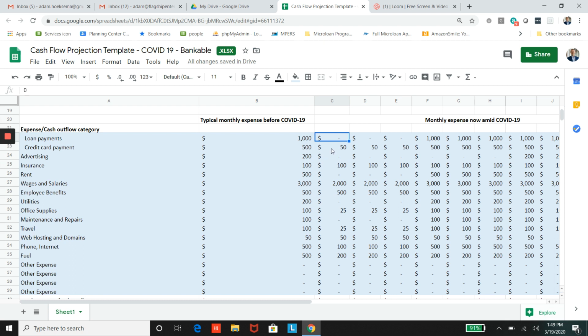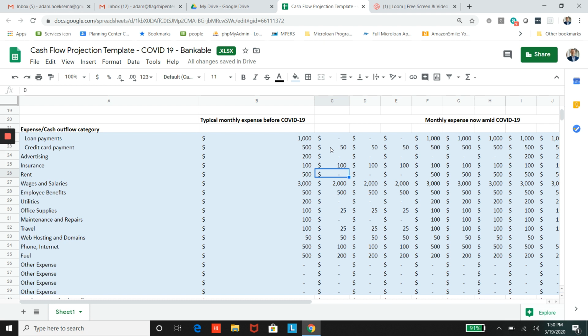Let's say you just start making minimum payments on your credit card. So it goes from $500 down to $50 per month. You've got advertising. Let's just say you stop advertising altogether. So you don't have the funds right now and you're just in survival mode. So you do probably want to continue paying your insurance. That might be just an absolute necessity.